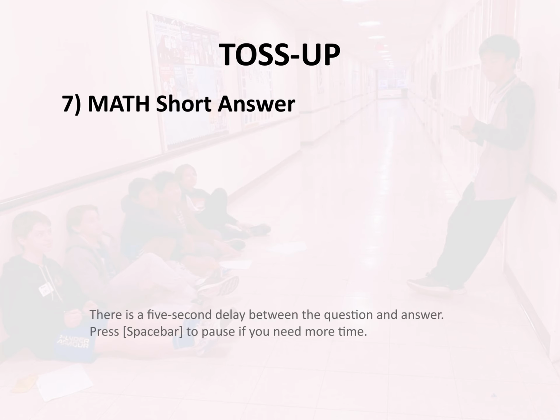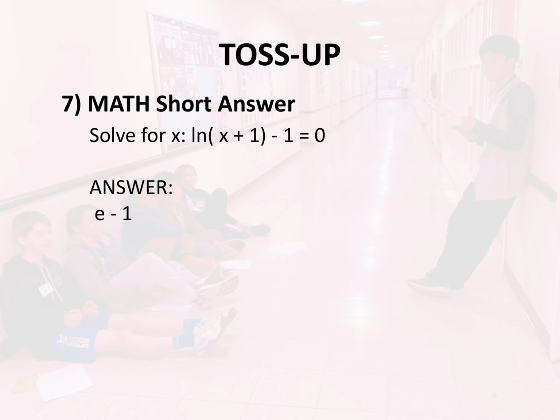Toss-up 7. Math. Short answer. Solve for x: the natural log of (x plus 1) minus 1 equals 0. Answer: e minus 1.